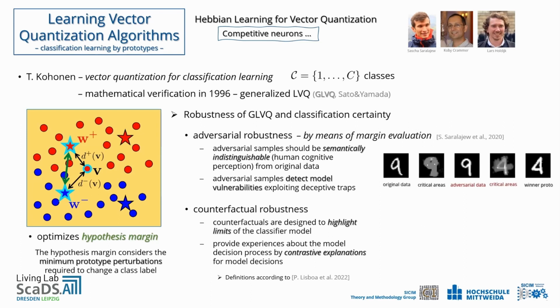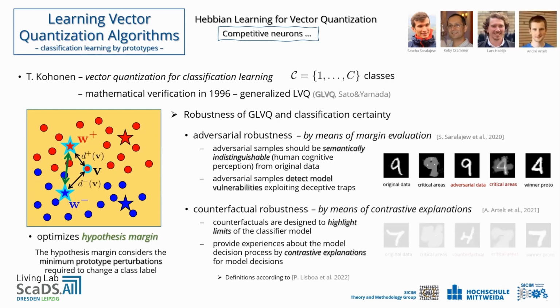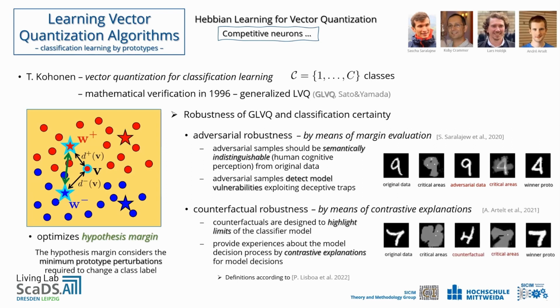So here we have an example where we have the adversarial data. The original data is a 9, and we have an adversarial attack, and we can identify what are the critical areas, and so this 9 is classified as a 4, whereas for the contrastive explanations by counterfactual robustness, we look for what are counterfactuals so that still the class prediction is not changed by the model. So we know from the theory now that learning vector quantization ensures this classification certainty.